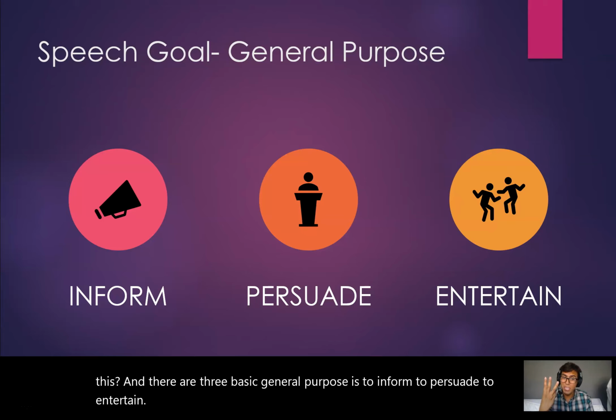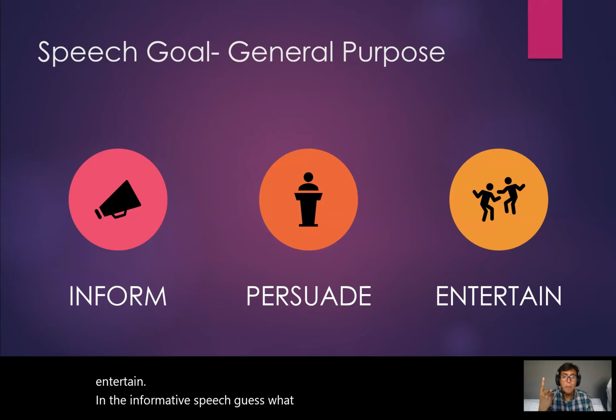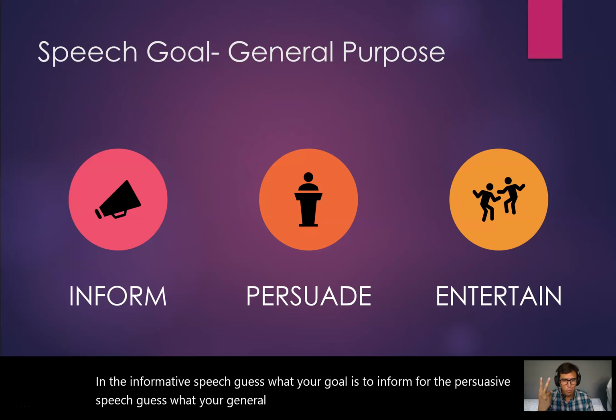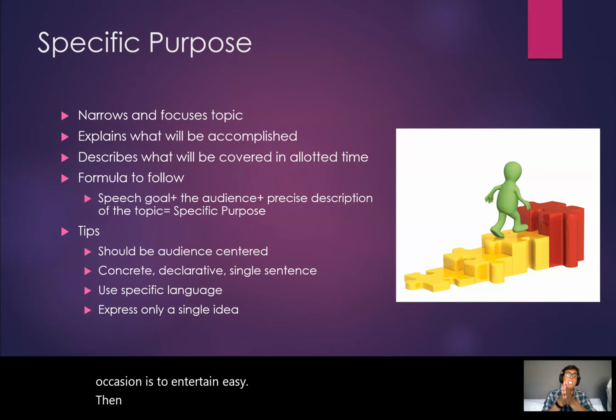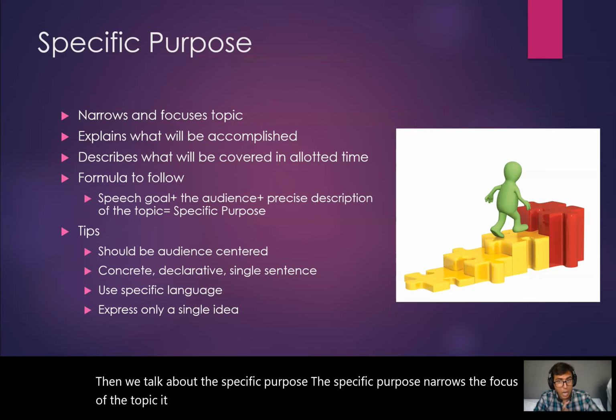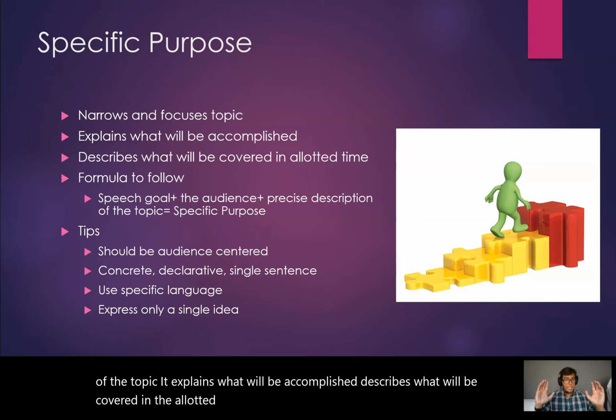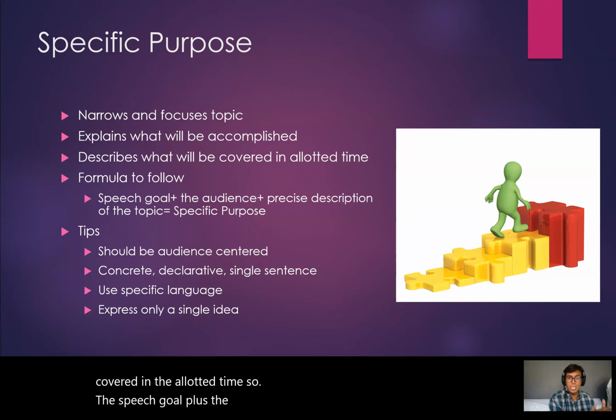So, in the informative speech, guess what? Your goal is to inform. For the persuasive speech, guess what your general purpose is? To persuade. And the special occasion is to entertain. Easy. Then we talk about the specific purpose. The specific purpose narrows the focus of the topic. It explains what will be accomplished, describes what will be covered in the allotted time. So, the speech goal plus the audience plus the precise description of the topic is your specific purpose.